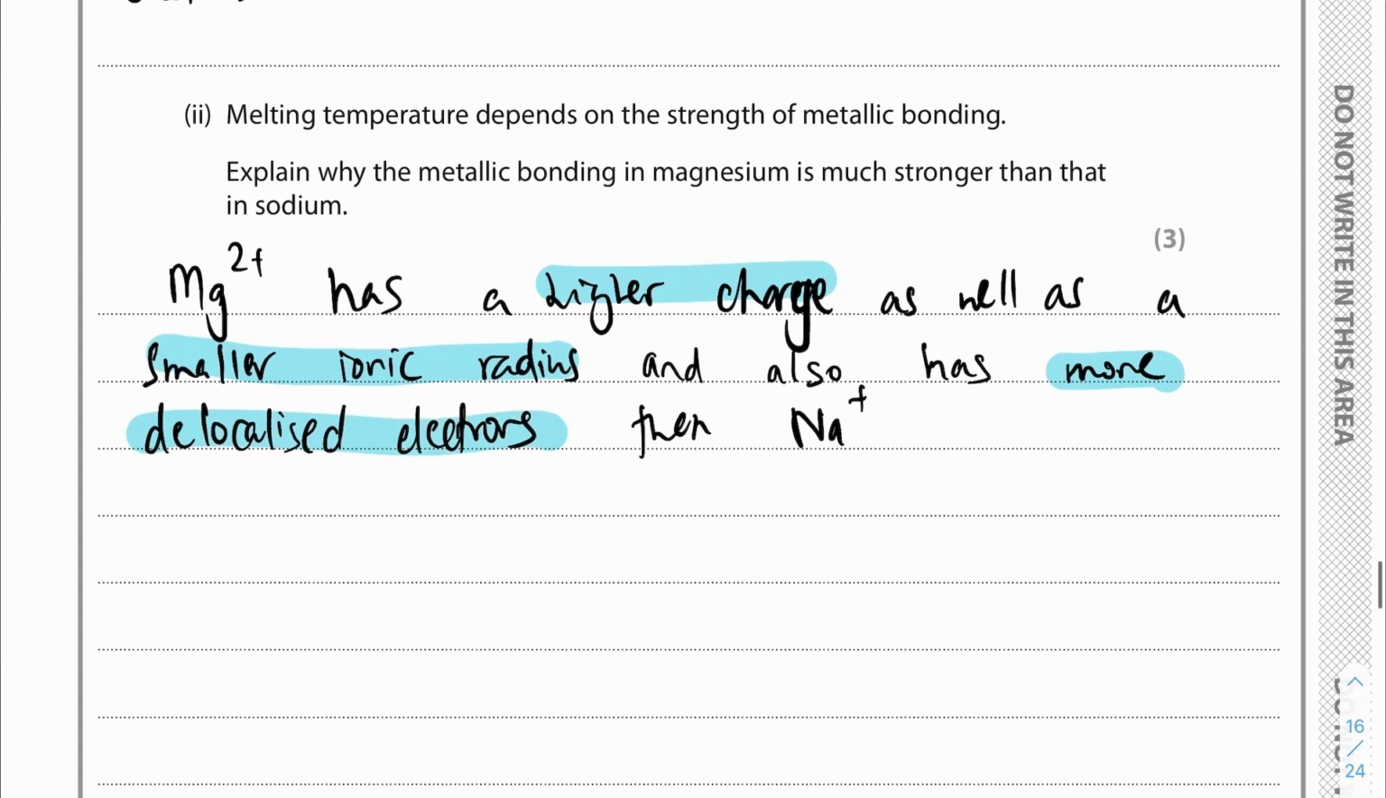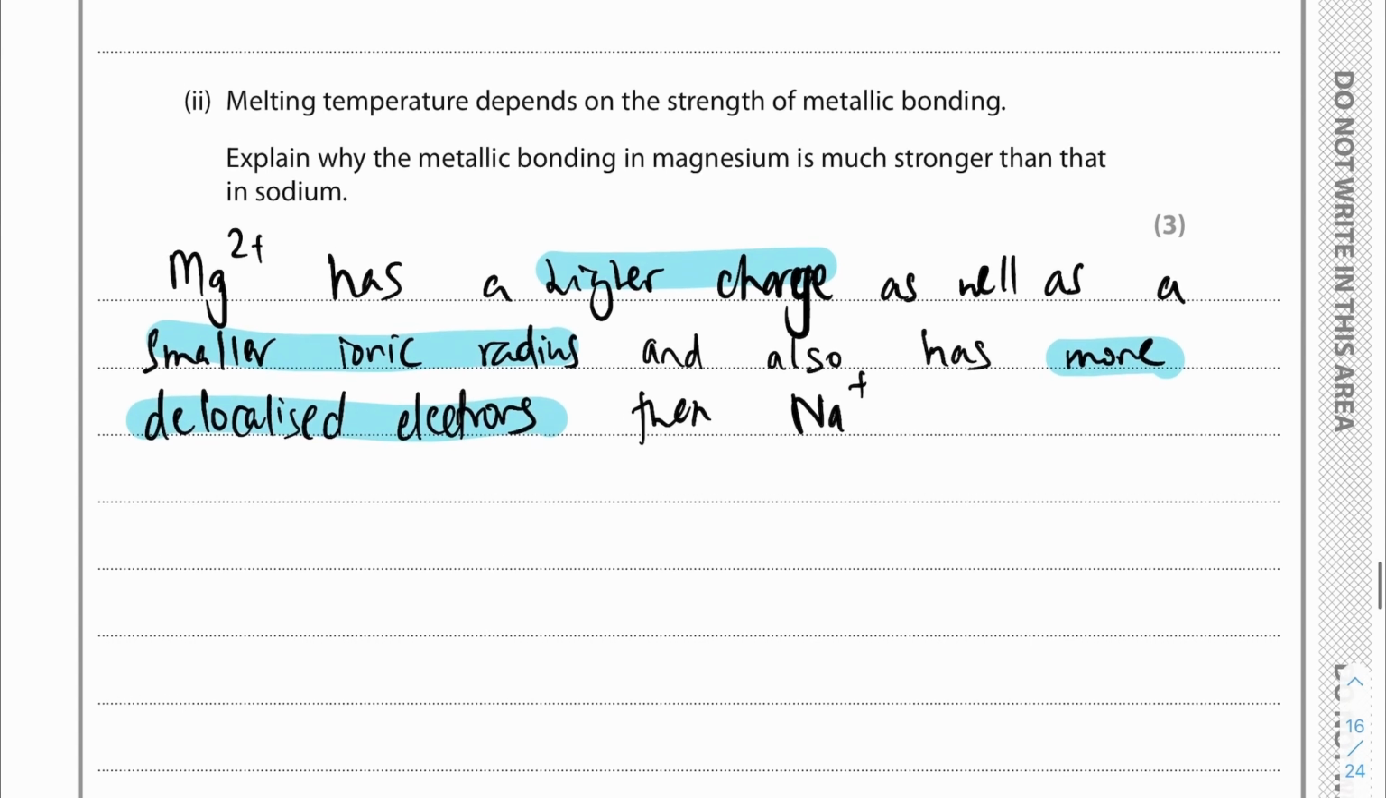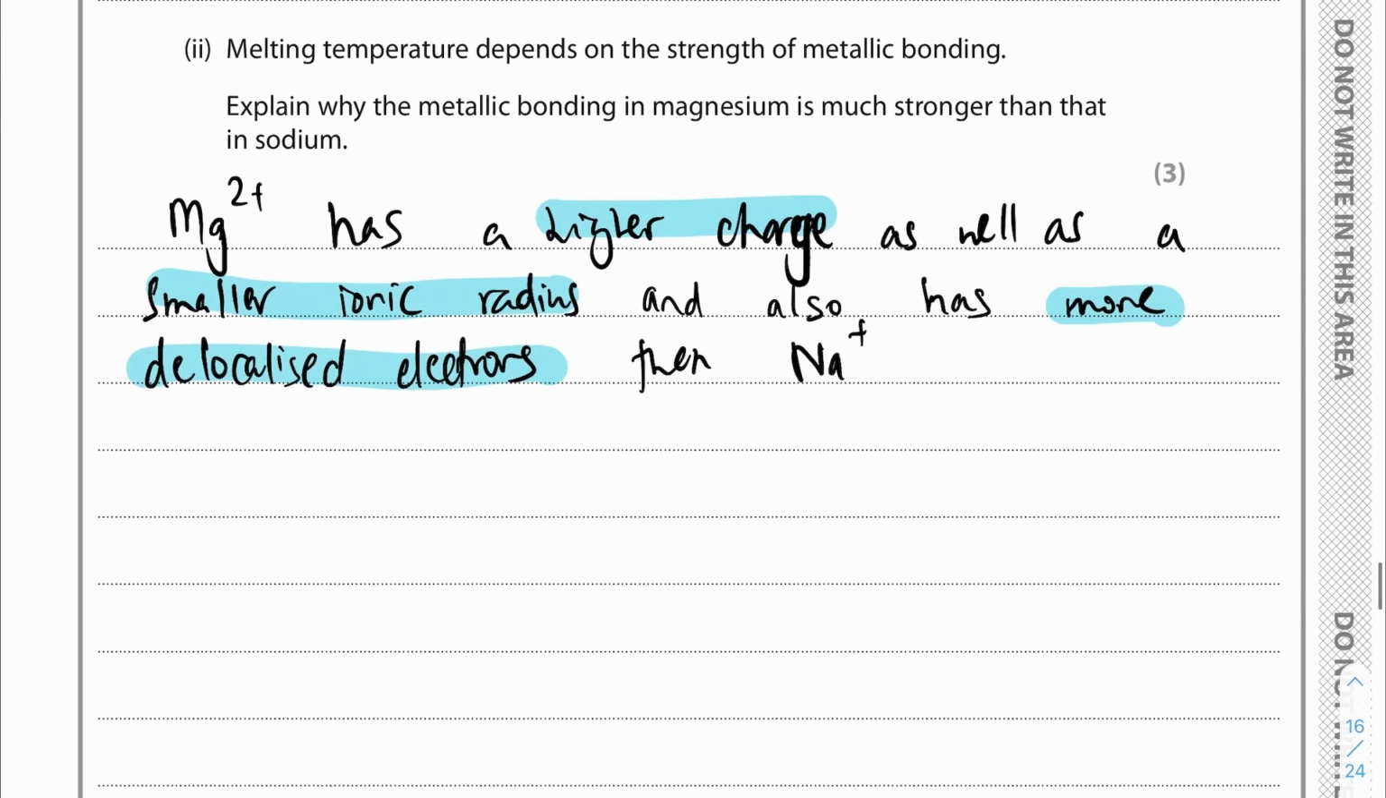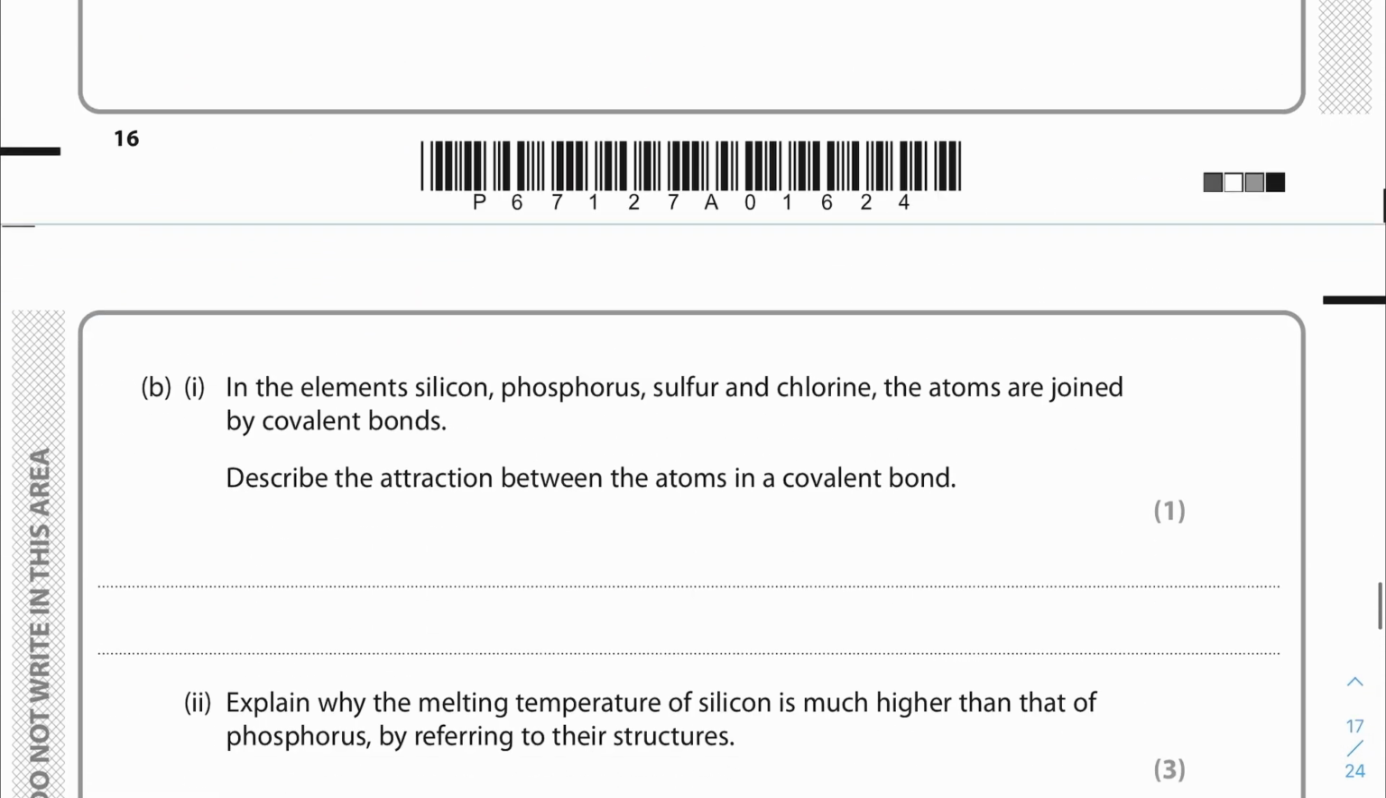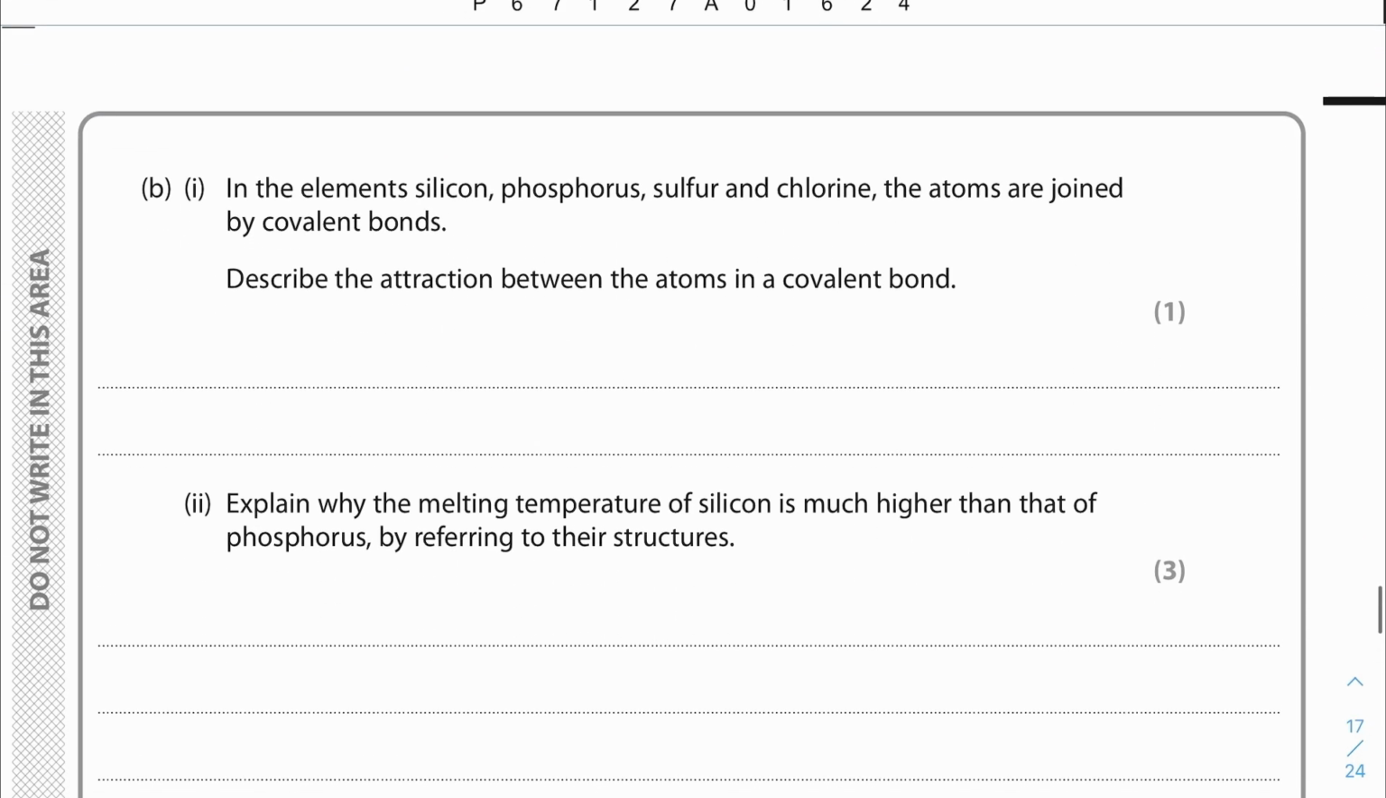They give you all the space, but you don't have to use all of it. You can just get the answer in a couple of sentences, and it's fine. It's part B(i). In the elements silicon, phosphorus, sulfur, and chlorine, the atoms are joined by covalent bonds. Now this is where you would write electrostatic attractions. Describe the attraction between the atoms in a covalent bond.